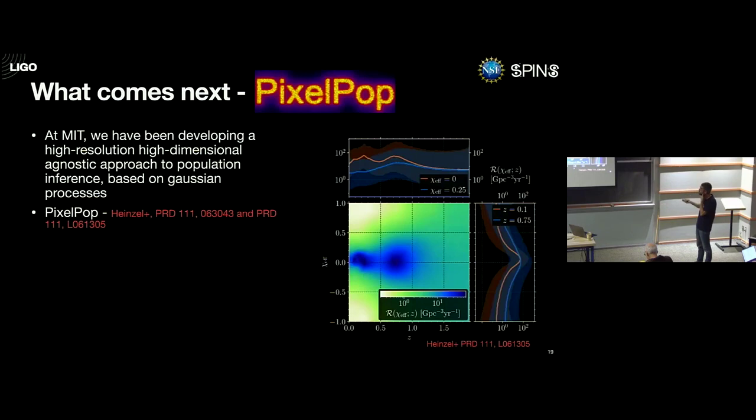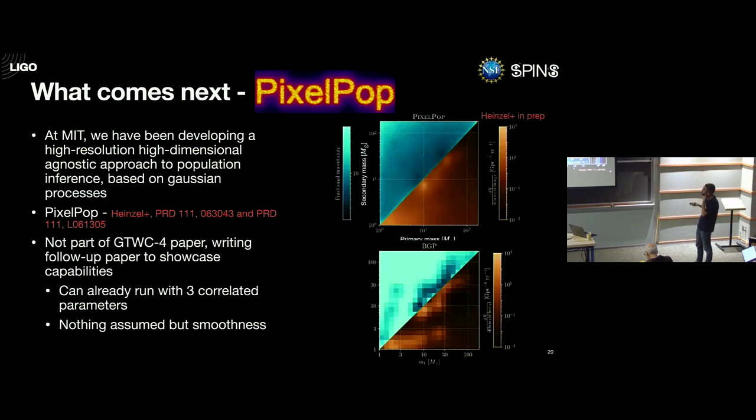It's nice. It works. We have more recently been working with the GWTC4 data. This is not public. This is not in the LIGO data paper, I should say. We are writing our own follow-up paper. But just to give you an idea of what I mean by high resolution, this is the plot in the LBK paper. This is what we can do with pixel pop on the same data.